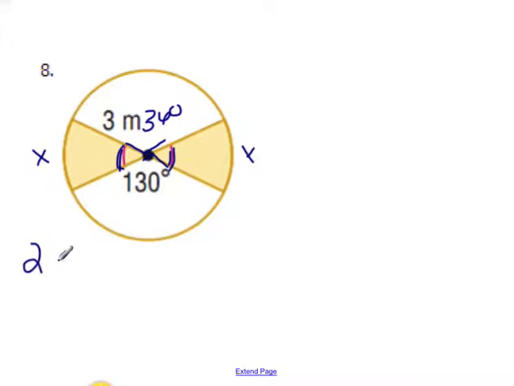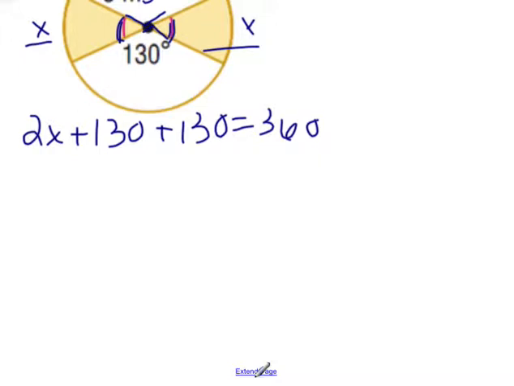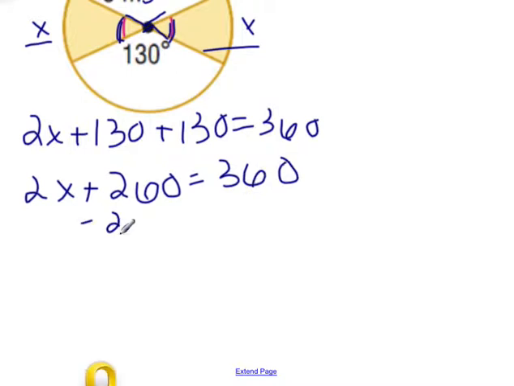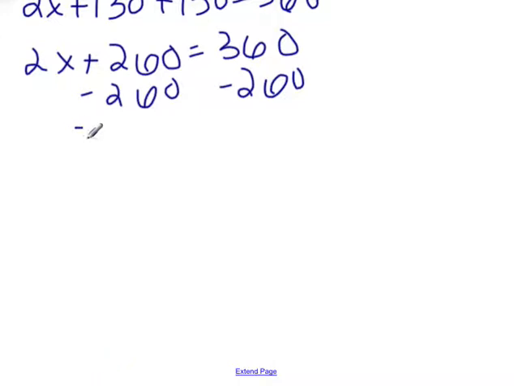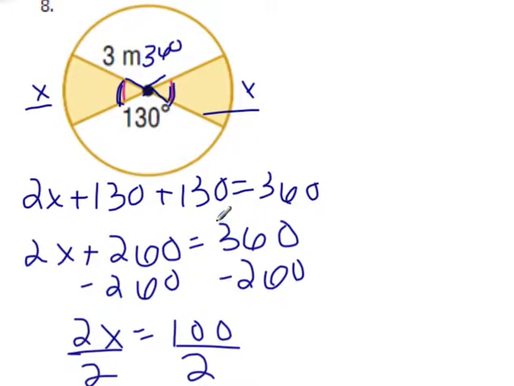So 2x, because that's x and x, plus 130 plus 130 has to add up to 360 degrees. So then we're going to get 2x plus 260 is equal to 360. Subtract 260 from both sides, and you end up getting 2x is equal to 100. Divide both sides by 2, and you get that x is equal to 50. So then what we know is that each of these are 50 degrees.